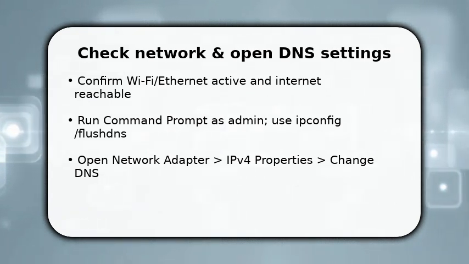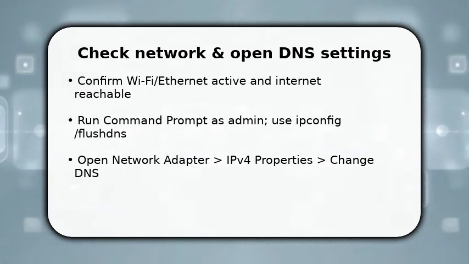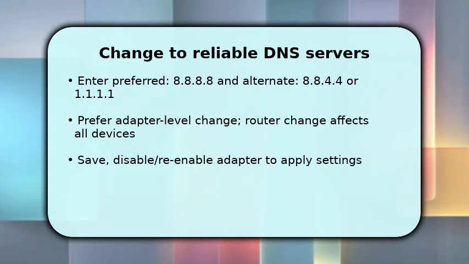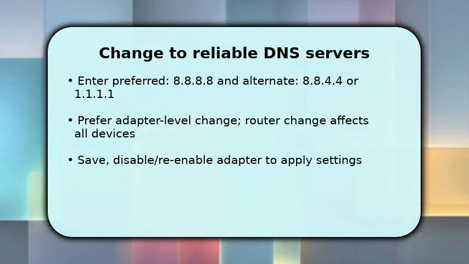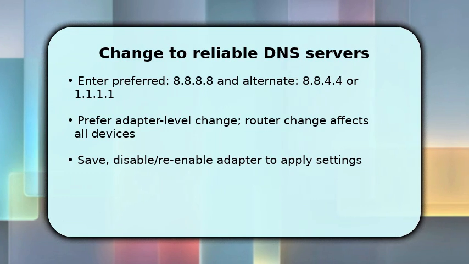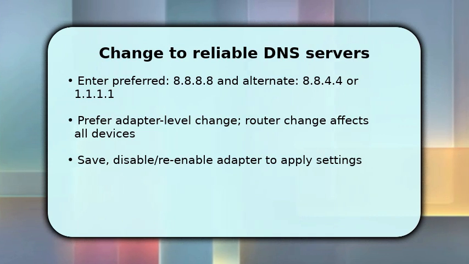Now you enter reliable public DNS addresses so name resolution becomes predictable. Popular choices are Google 8.8.8.8 and 8.8.4.4 or Cloudflare 1.1.1.1. Once you switch to manual, type the preferred and alternate addresses exactly and save.